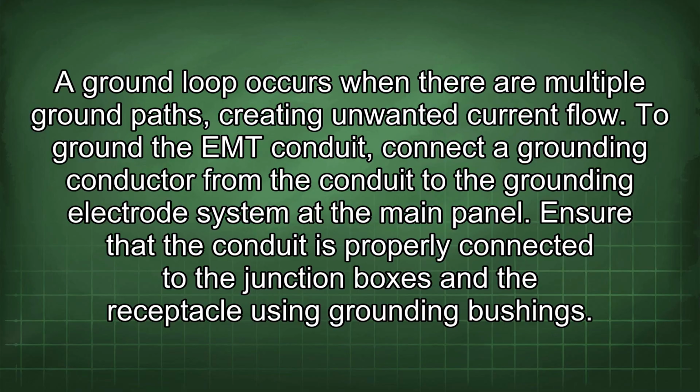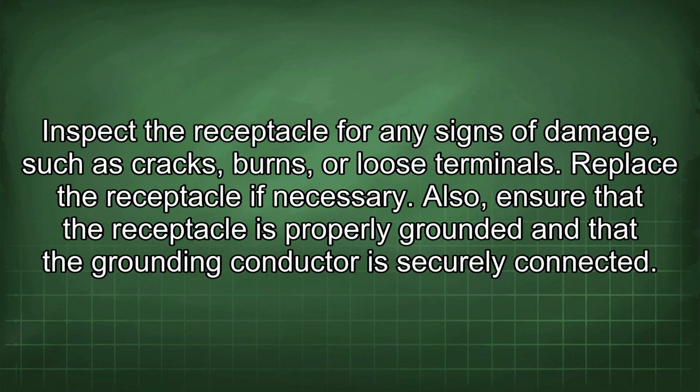To ground the EMT conduit, connect a grounding conductor from the conduit to the grounding electrode system at the main panel. Ensure that the conduit is properly connected to the junction boxes and the receptacle using grounding bushings. Inspect the receptacle for any signs of damage, such as cracks, burns, or loose terminals. Replace the receptacle if necessary. Also, ensure that the receptacle is properly grounded and that the grounding conductor is securely connected.